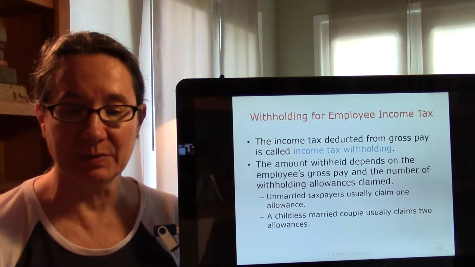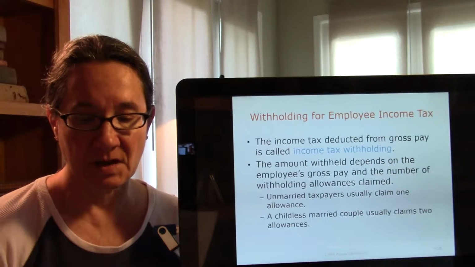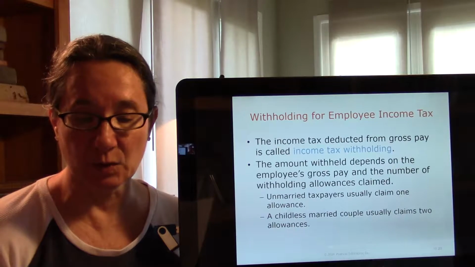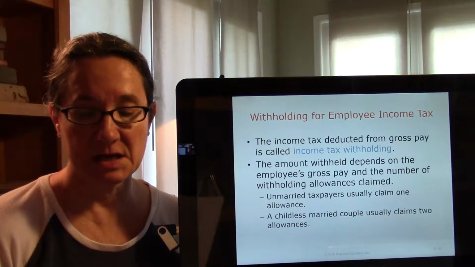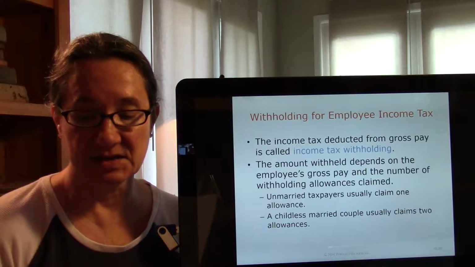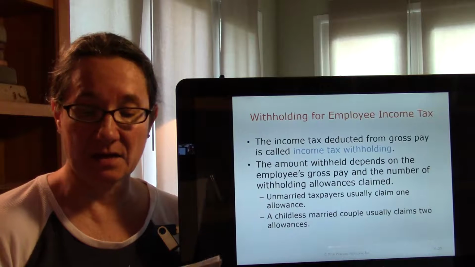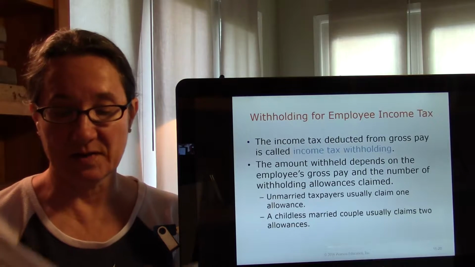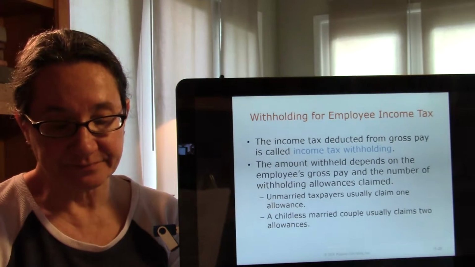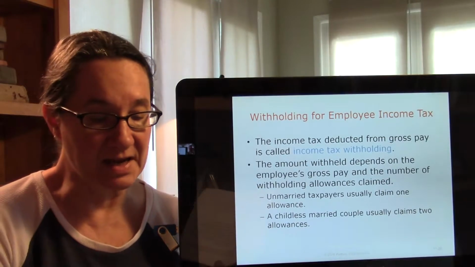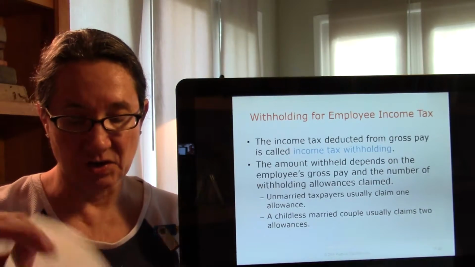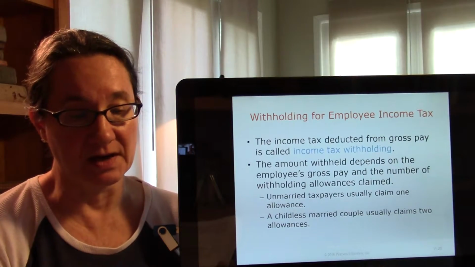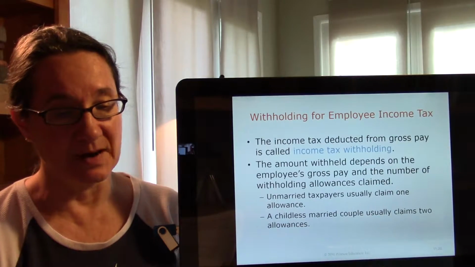So let's talk about withholding for employee income tax. U.S. law and some cities, states, and counties require companies to withhold income tax from employee paychecks. The income tax is deducted from gross pay and is called income tax withholding. The amount withheld depends on the employee's gross pay and the number of withholding allowances he or she claims. For federal withholding, an employee files Form W-4 with his or her employer to indicate the number of allowances claimed for income tax withholding. Each allowance lowers the amount of tax withheld.